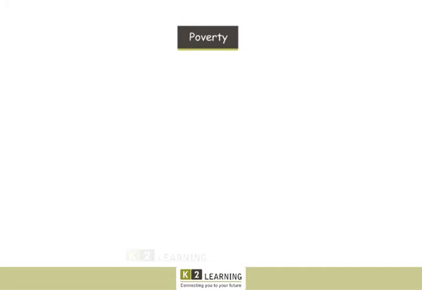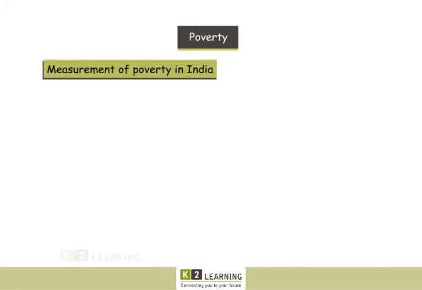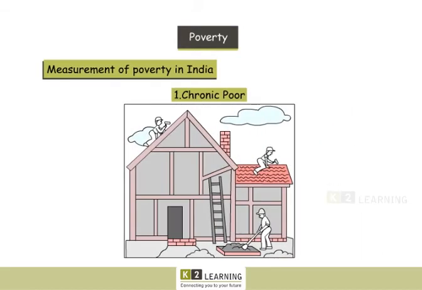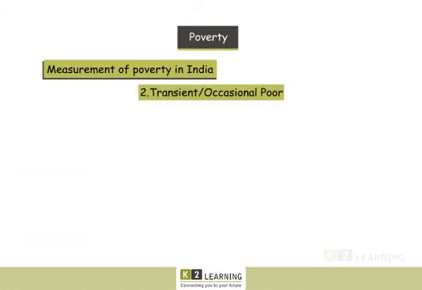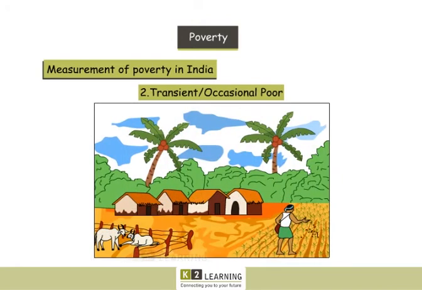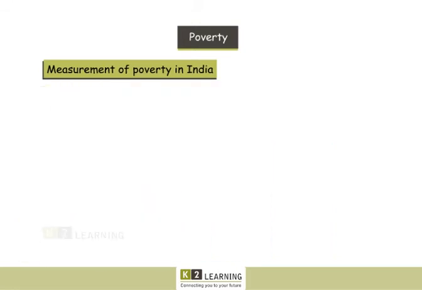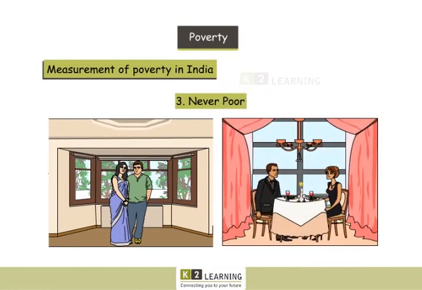Moving on, let us now discuss the measurement of poverty in India. Committees under the government classify the poor as: 1. Chronic poor, who are always poor for a long duration. Example, casual workers. 2. Transient poor or occasionally poor, who regularly move in and out of poverty. Small and marginal farmers, seasonal workers come under this category. 3. Never poor, which includes non-poor, middle class and the rich.